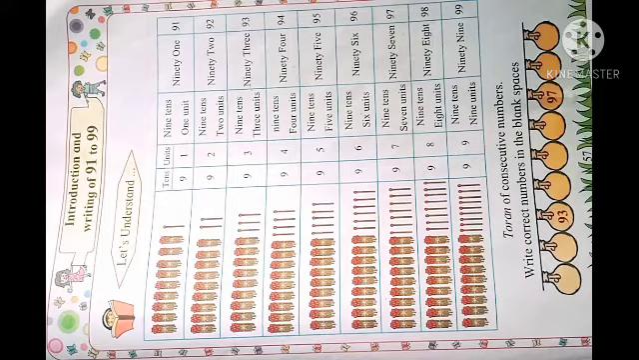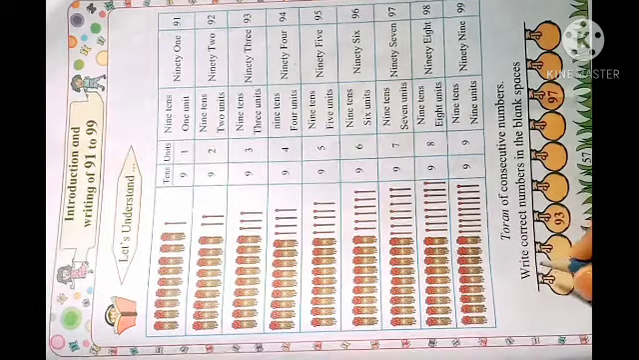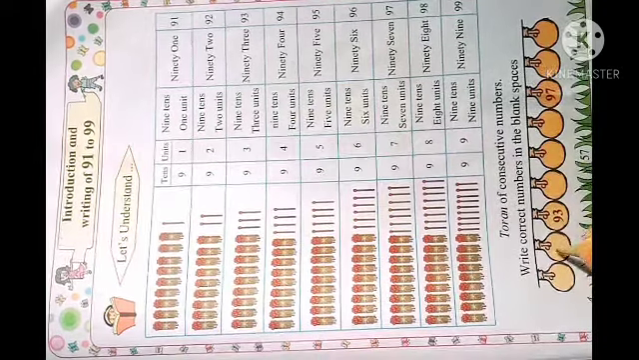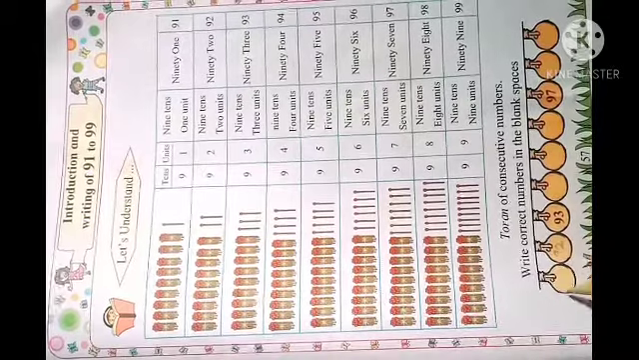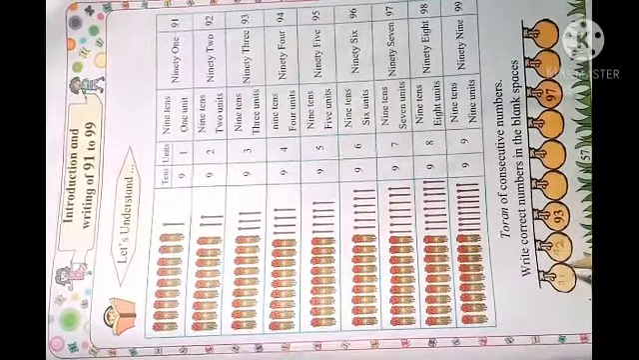Write correct number in the blank. 93 before 92 and 92 before 91.